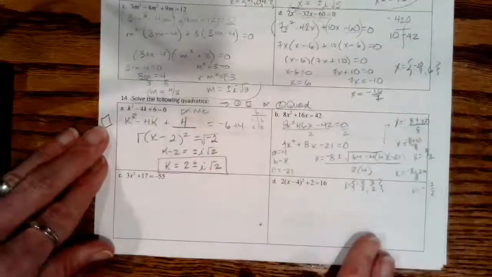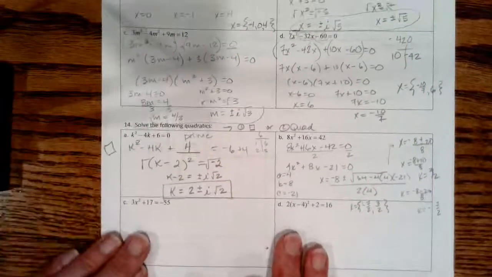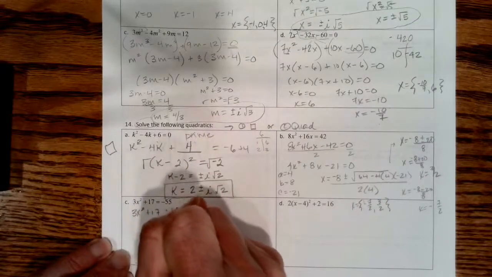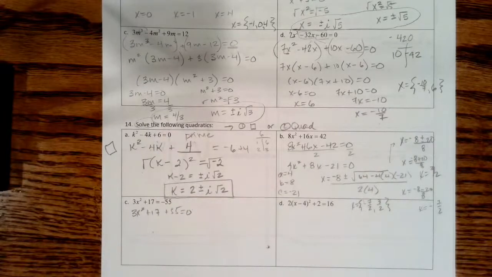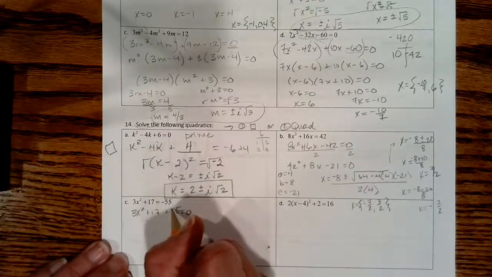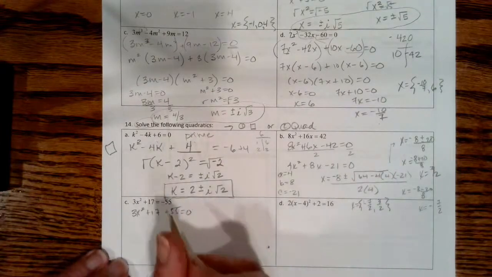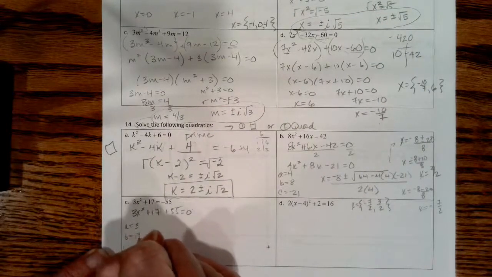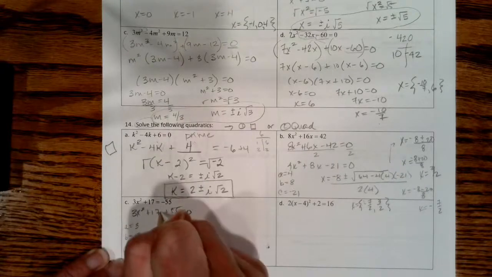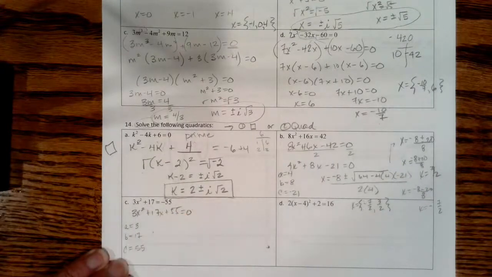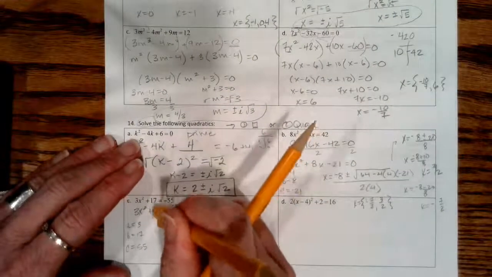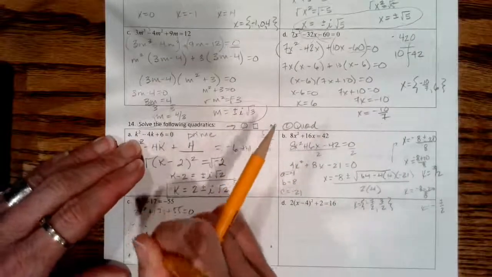All right, we'll do this one. 3x squared plus 17 plus 55 is equal to 0. Again, I don't know if this is factorable or not. It seems to be out of my friendly numbers. I'm going to go ahead and use the quadratic formula. A is equal to 3, B is equal to 17, and C is equal to 55. Oh, there is no x there. Hold on. I don't need the quadratic formula. Check it out.